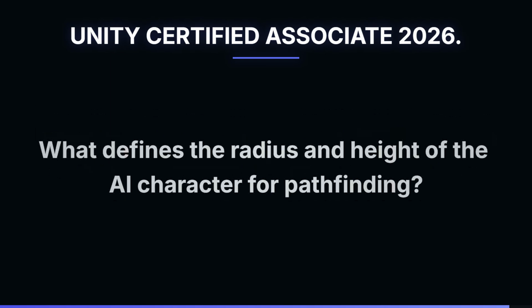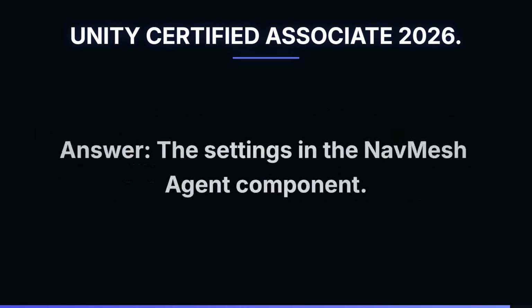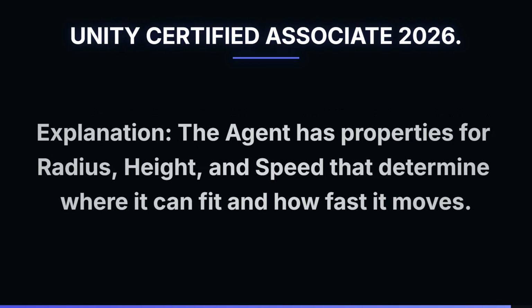12. What defines the radius and height of the character for pathfinding? Answer: the settings in the NavMesh agent component. Explanation: the agent has properties for radius, height, and speed that determine where it can fit and how fast it moves.